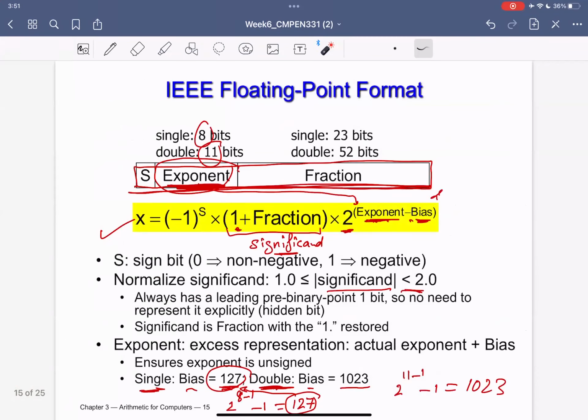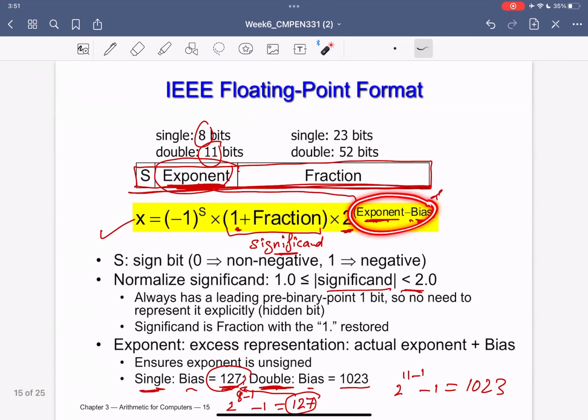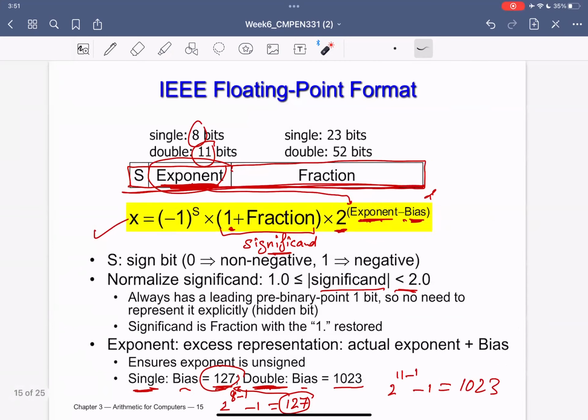But actually, I would like to calculate 2 to the power of the exponent minus bias. So I would refer to that as the actual exponent. The actual exponent will be the exponent minus bias. I know that the bias in the single precision is 127. So 1 minus 127 is minus 126. So I now know that the actual exponent is minus 126.